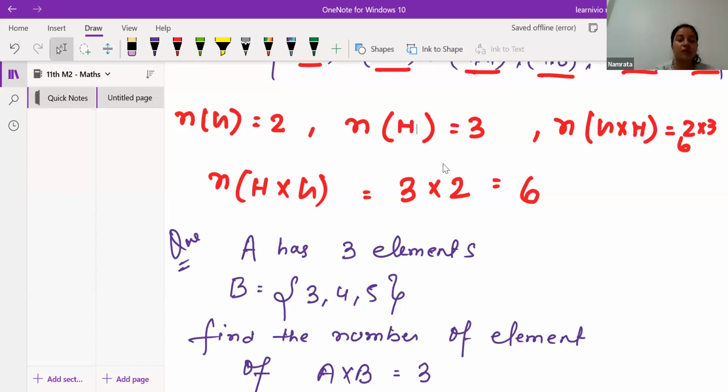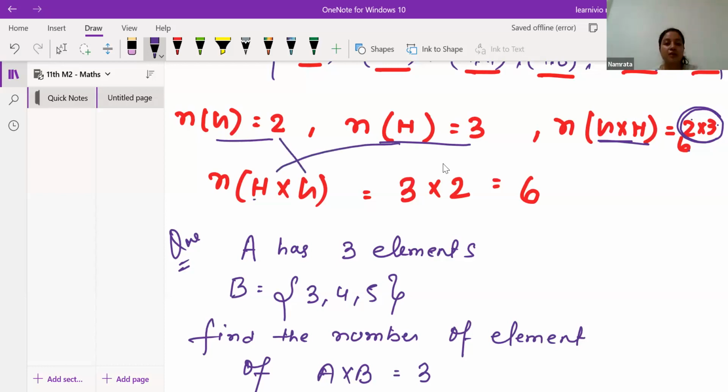So like this, here G was having 2 elements, H was having 3 elements. So for G cross H, exactly we have done the multiplication of both: 2 into 3, 6. Okay. Similarly, H was having 3 elements, G was having 2 elements. So the total number of elements will be 3 into 2, that is 6 elements. Now what are those elements? Make the ordered pairs of that. That we will be able to do when the sets are given.